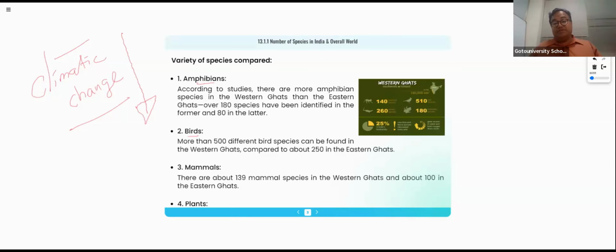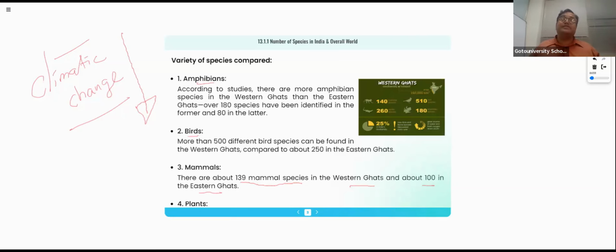In the case of mammals, there are 139 mammal species in the Western Ghat, whereas only 100 species are there in the Eastern Ghat. We are not saying the Eastern Ghat is not showing variation. Of course, the Western Ghat shows variation, but it is much more than the Eastern Ghat, but less than other areas.